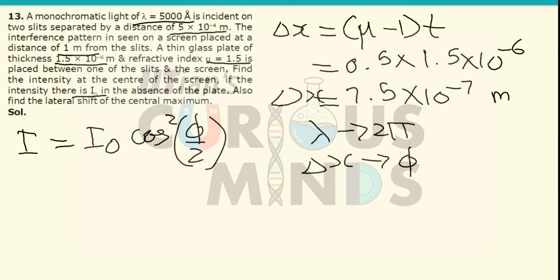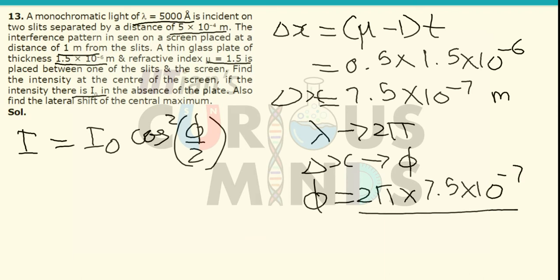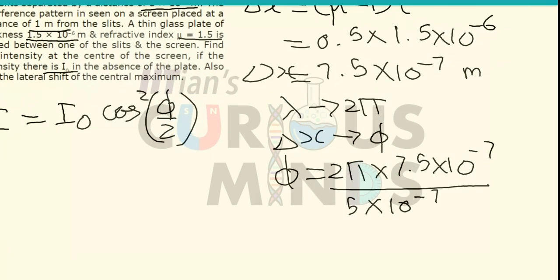Phi will be equal to 2 pi into delta x divided by lambda. Delta x is 7.5 × 10^-7, and lambda, the wavelength, is 5000 angstrom, which is 5 × 10^-7. So phi is equal to 15 divided by 5, which will be equal to 3 pi.